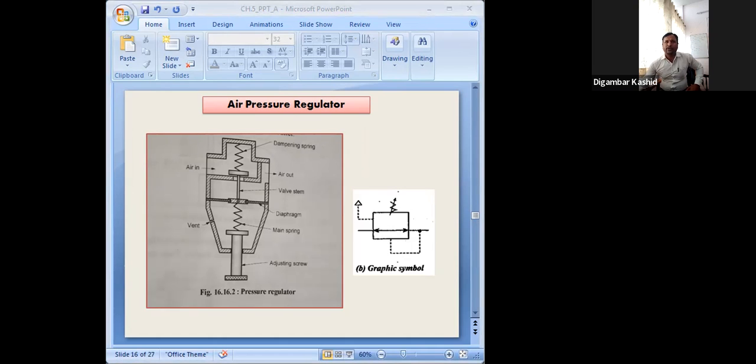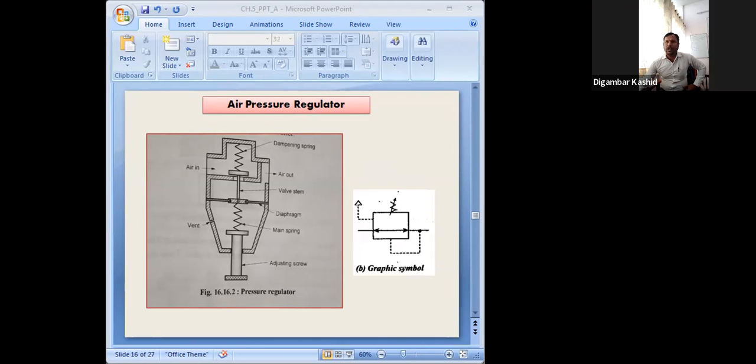So actually this pressure regulator consists of the diaphragm, you can see here. Then we have the valve, its stem is here, and this damping spring is there. Usually this diaphragm is made of oil resistant synthetic rubber with a nylon cloth reinforcement. Getting it? Now this is how it operates.